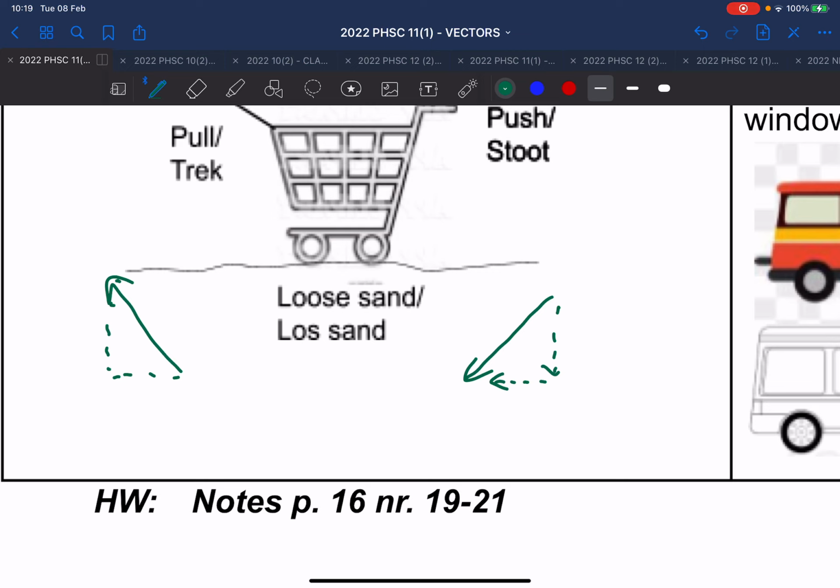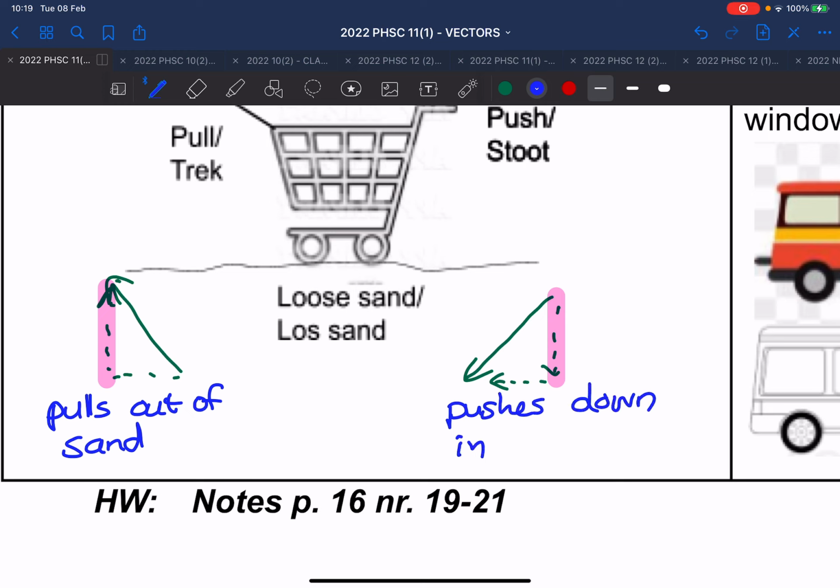All right. So, when you push down, there's a force that goes down into the ground. And when you pull, part of the force pulls it up out of the sand. So here it pulls out of the sand, and here it pushes down into the sand. So which one is obviously easier? To pull it out of the sand. Okay, so the important part here is your arrows for your components as well.